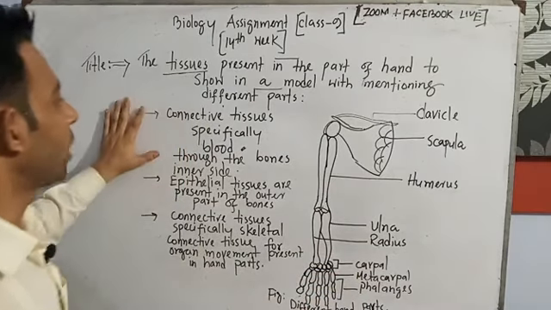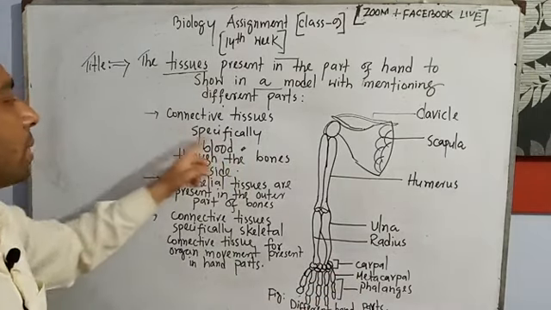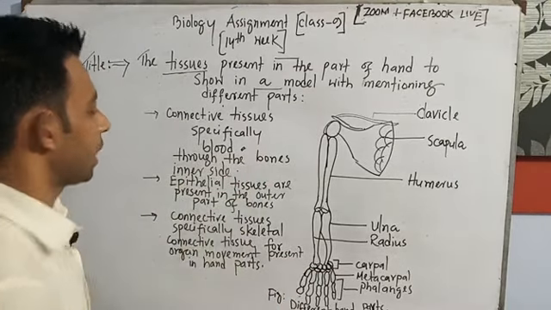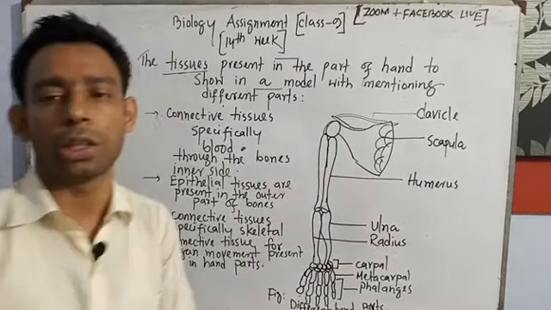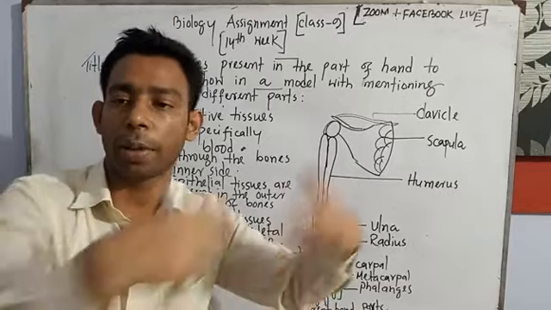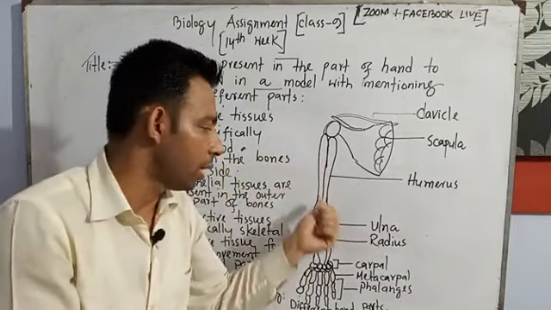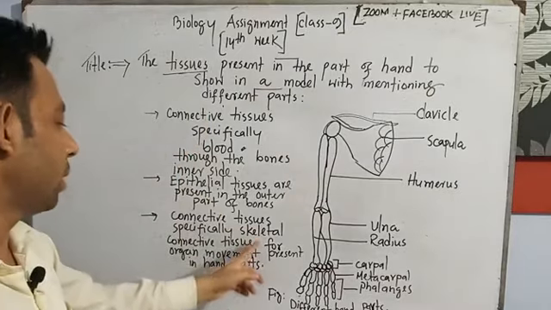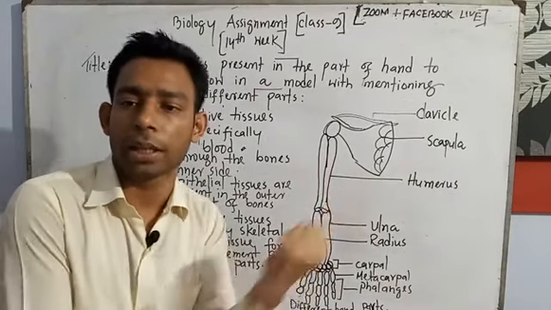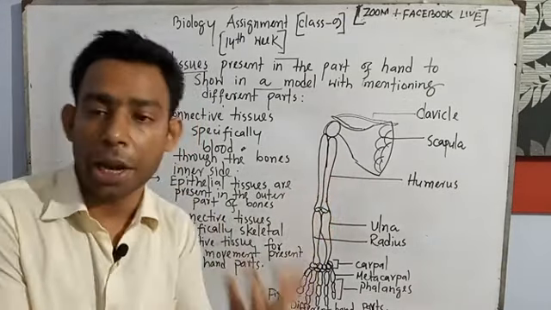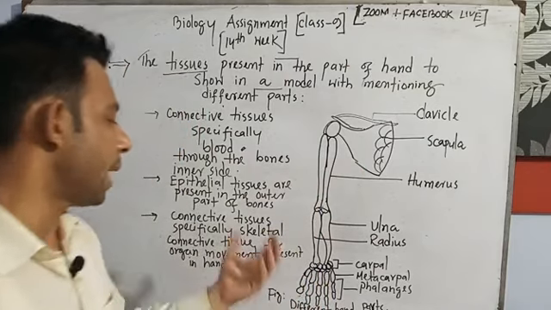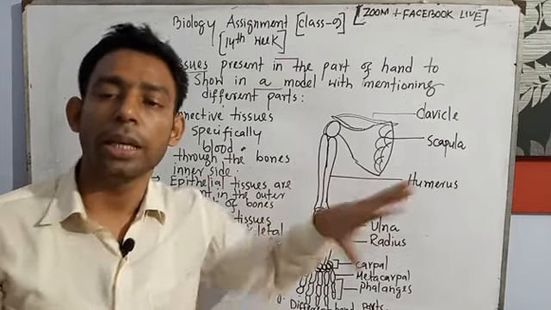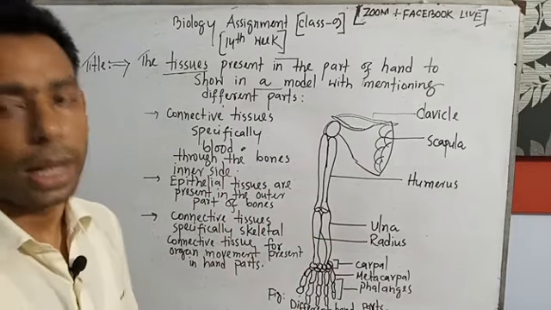Then what type of tissues are connected with the different parts, specifically through the bones, the blood going through the inner side, the outer membrane is epithelial tissue. There you can mention some cartilage between the joint, the synovial bone joint, cartilage also connecting there. Then skeletal connective tissues that give the shape, the original size, shape, different movement, organ movement. In this way you can complete your assignment.